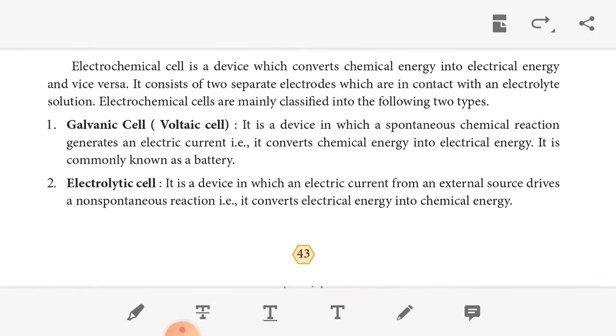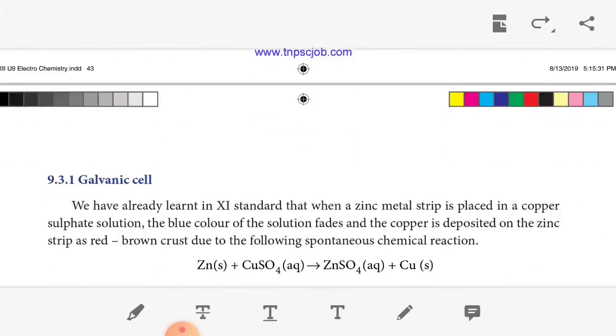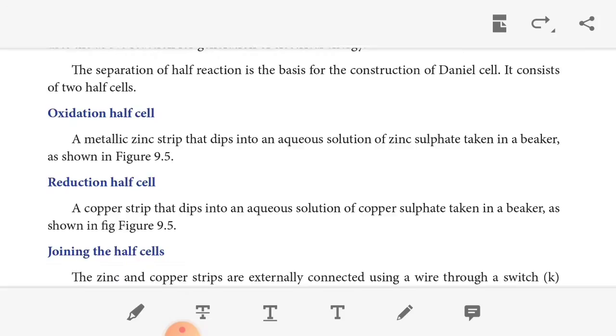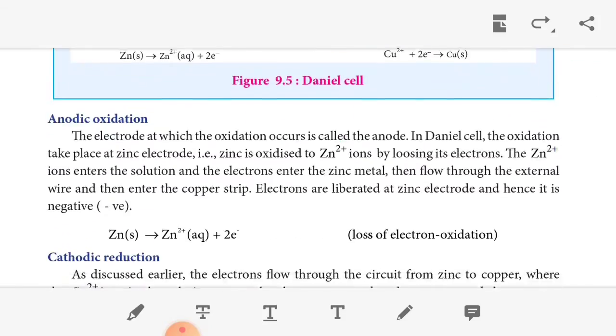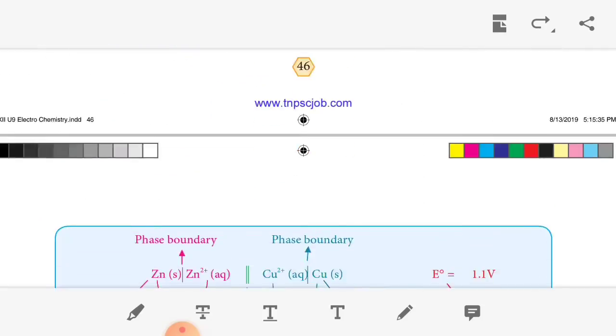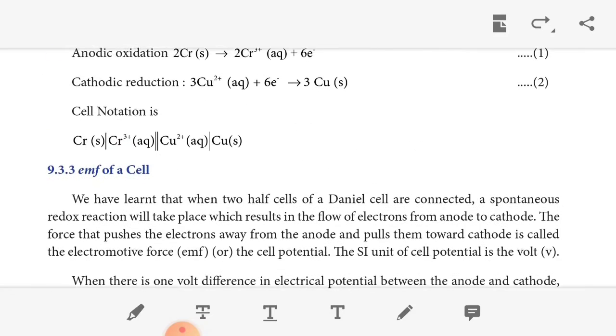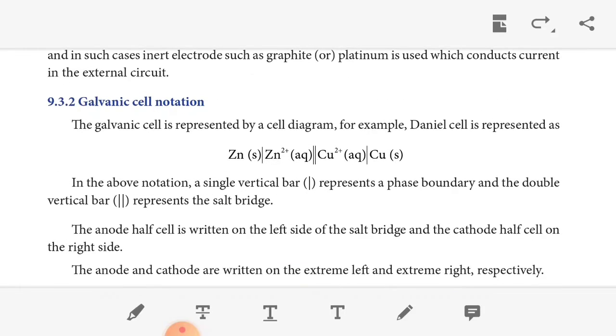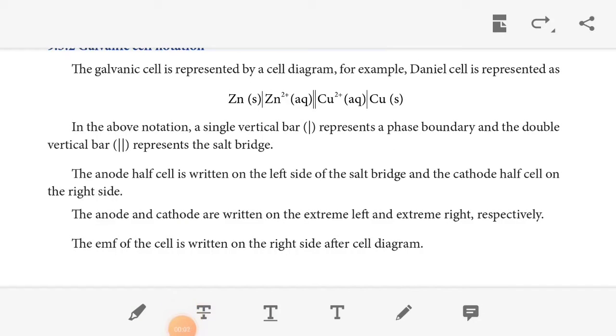The next one, electrochemical cells, galvanic cells; these are reduced portions. The next one is galvanic cell notation, page number 47. So we can write some cell representation equations based on the galvanic cell notation: what the phase boundary is, what the left side is, and what the right side of the cell is. A galvanic cell is represented by a cell diagram.